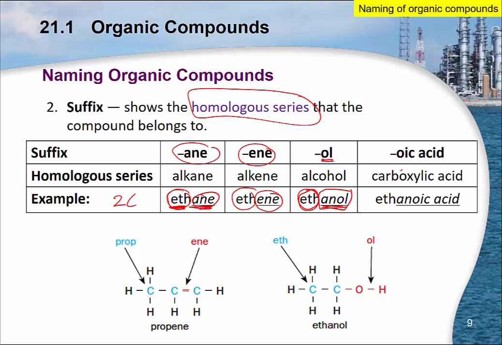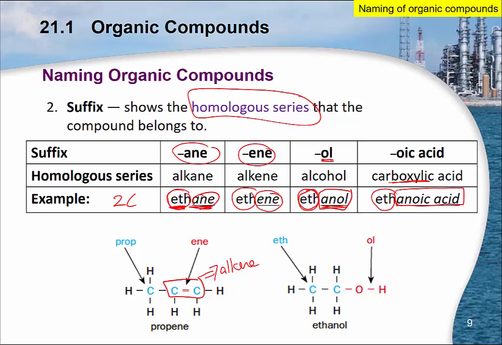Now the last one is the carboxylic family. Okay, so it has ANOIC ACID at the back. So what happens is that it has two carbons, but it comes from the carboxylic family, so it's called ethanoic acid. Now let's look at an example at the bottom here. You can see that this C equals C is the carbon-carbon double bond. And this is the functional group of the alkene family.